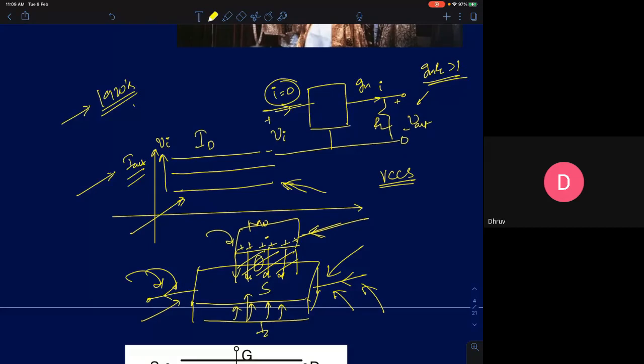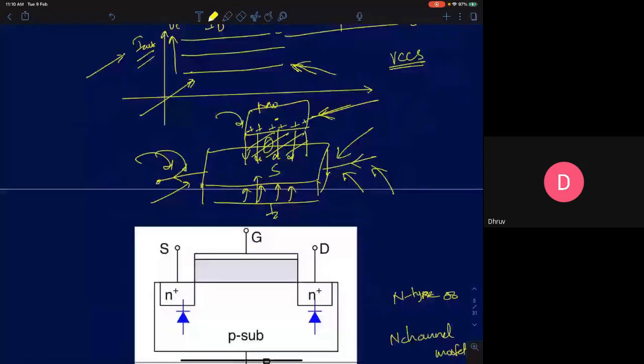That's what we already showed for a BJT. In a BJT as well, the output collector current is independent of the collector to emitter voltage in a certain range of values. So we said if you can get a characteristic like that, then in theory we can build an amplifier. So very briefly, we'll look at the output characteristics of a MOSFET.